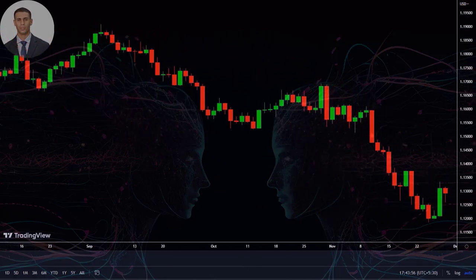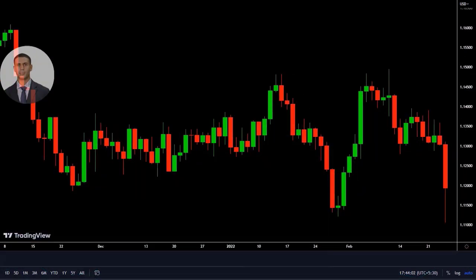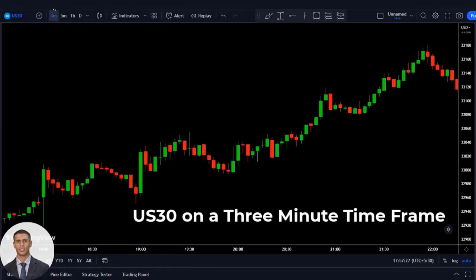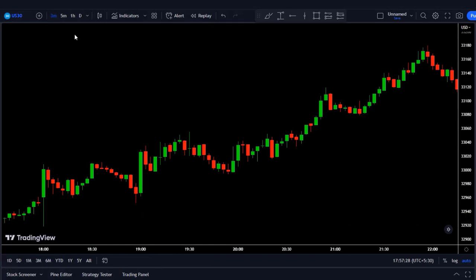setup. To check if the strategy really works, I will test it 100 times. For that, I will use the price of US30 on a 3-minute time frame. But before I do that, let's open the charts and add the indicators. So the strategy includes 3 free TradingView tools. I will explain how each indicator works as we add them one by one.